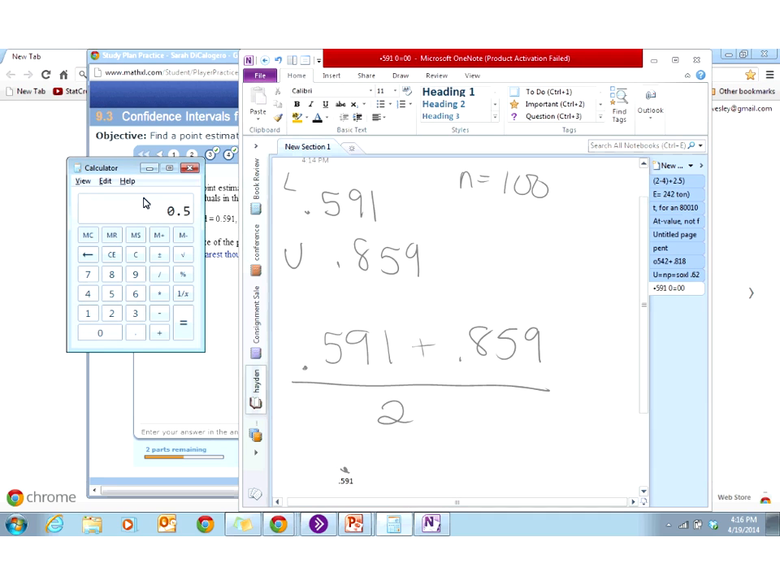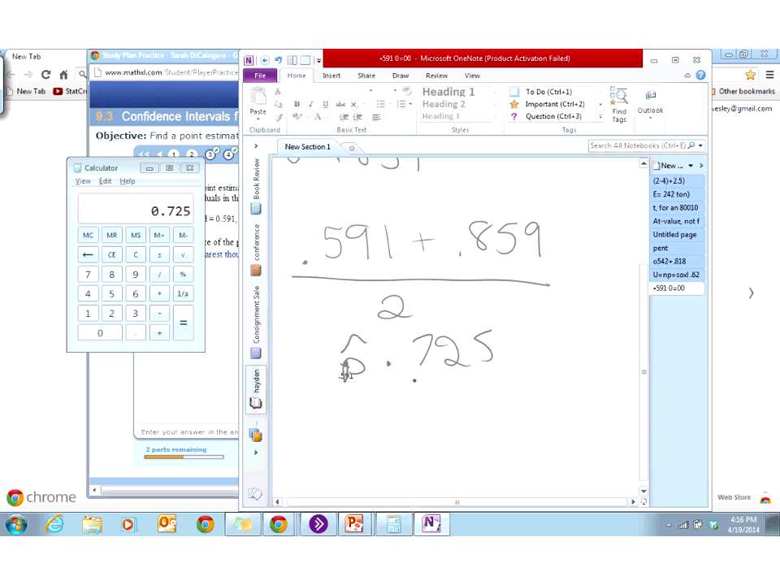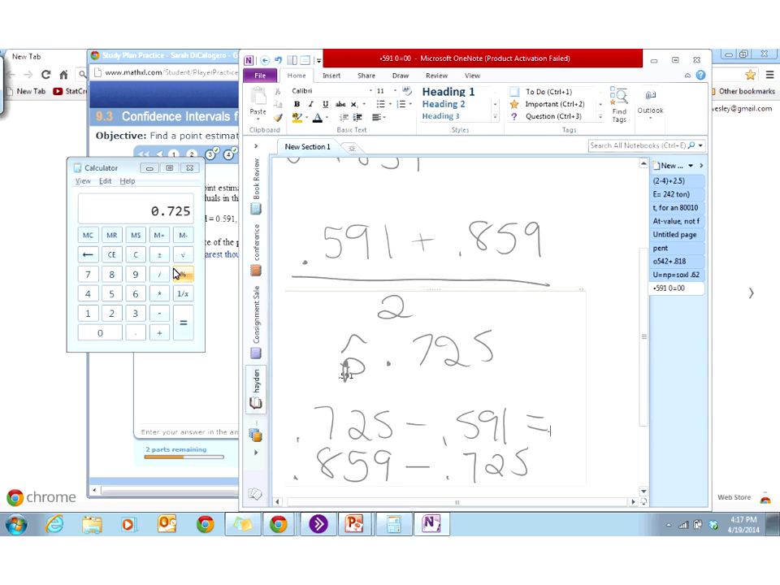0.591. I'm looking for a number halfway in between. 0.591 plus 0.859. I'm going to divide that by 2. 0.725. That makes a lot more sense. So 0.725 is our p-hat. And we can check this because if I take 0.725 and I subtract 0.591, and I take 0.859 and I subtract 0.725, we're just trying to find the difference and make sure those differences are the same.